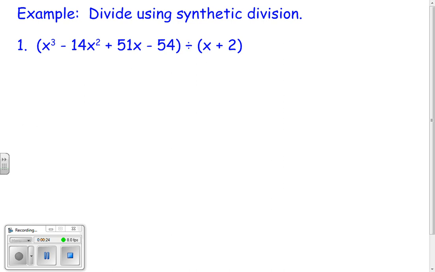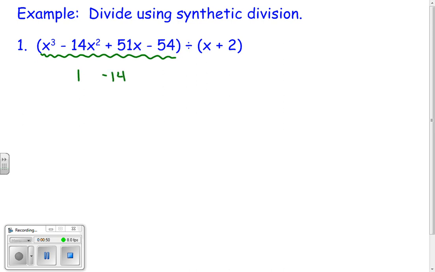There are two things you need to consider before you synthetically divide. The first is that whatever polynomial you start with is in standard form with every place there. In this case, this is a cubic. It starts with an x cubed, so I have to have an x squared term, an x to the first, and a constant. And this one does.